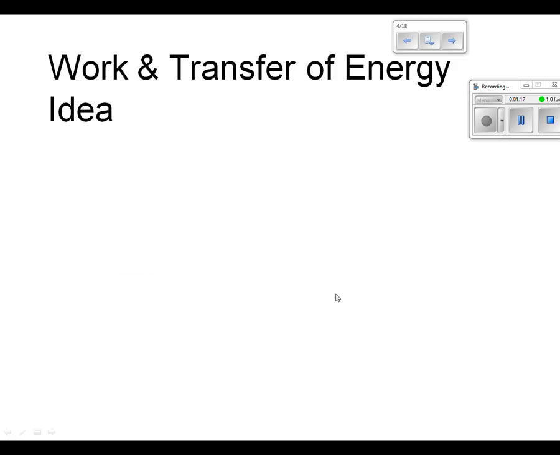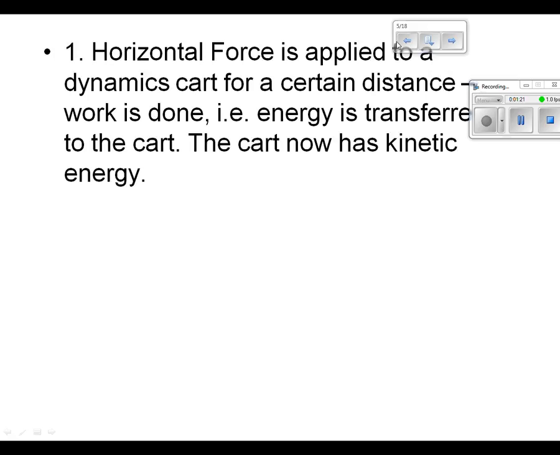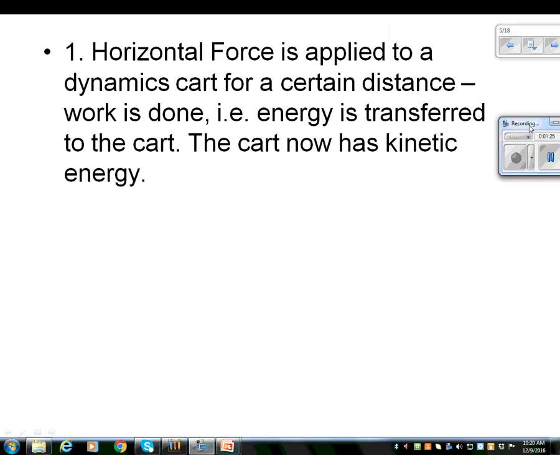Okay, so we're going to talk a little bit more about this work and transfer of energy idea here. It's been a while since I used these slides. Suppose you have a horizontal force applied to a dynamics cart for a certain distance. Work is done. How come? Because energy is transferred to the cart.